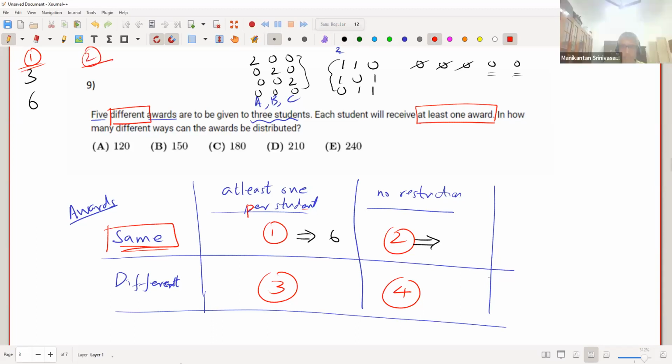So 21, anything else? 12. 12, okay. We'll wait for 30 more seconds, then we'll discuss. Oh, wait, not 12, 15. 15, okay. 27. 27.